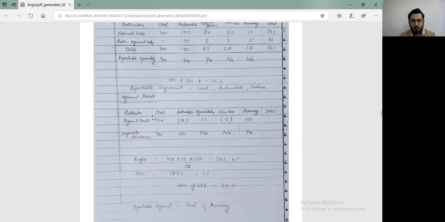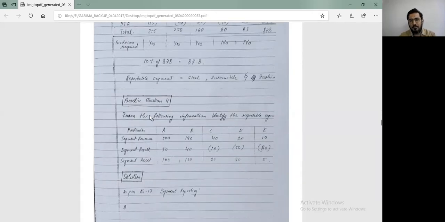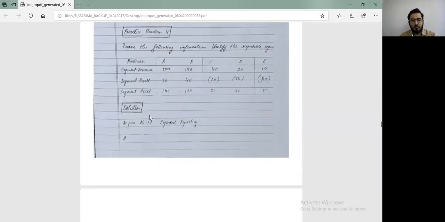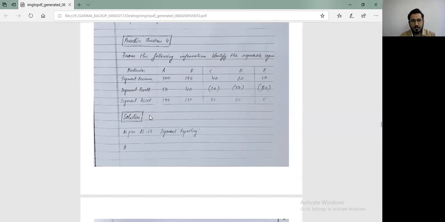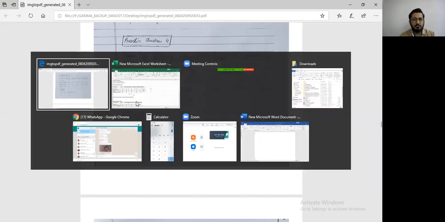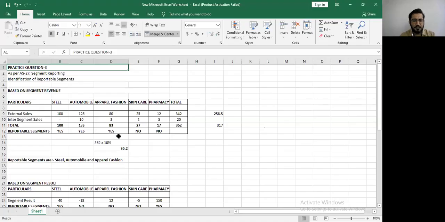Okay, if you're clear with this, let's go to the next question, which is practice question 4. From the following information, what do you have to do? Identify the reportable segments. Okay, let's try and solve this. Practice question 4. It's a very simple question.